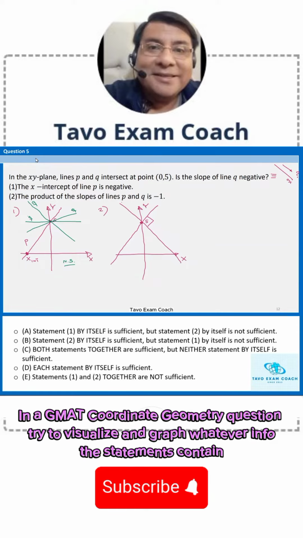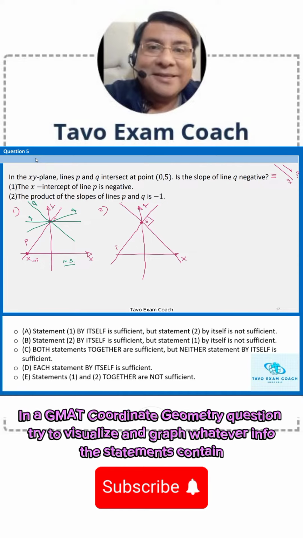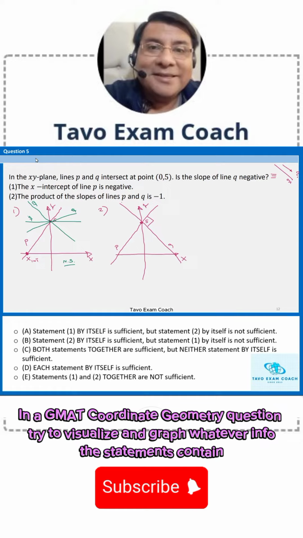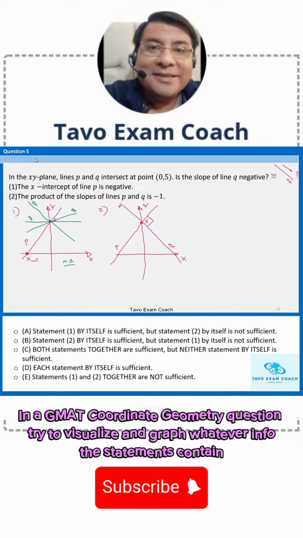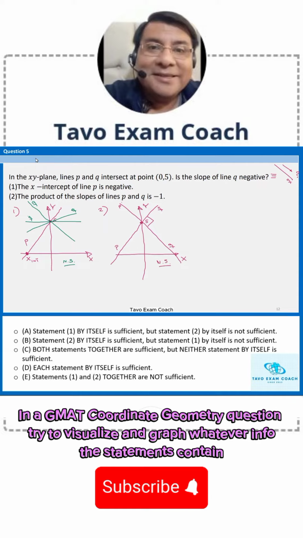But which one has the positive slope and which the negative slope? It might be the positive slope for P and the negative for Q, or vice versa. So we don't really know. We have no more information. Statement 2 alone, not sufficient.